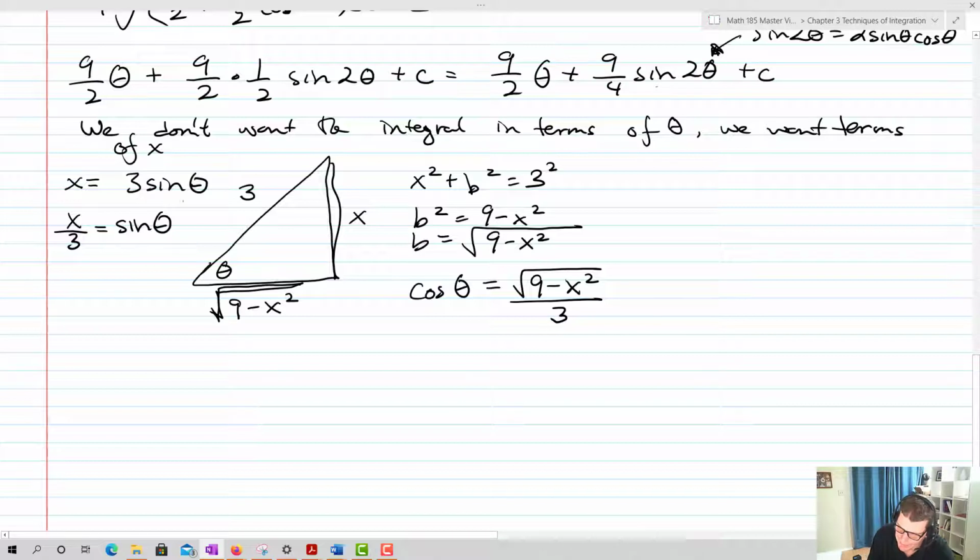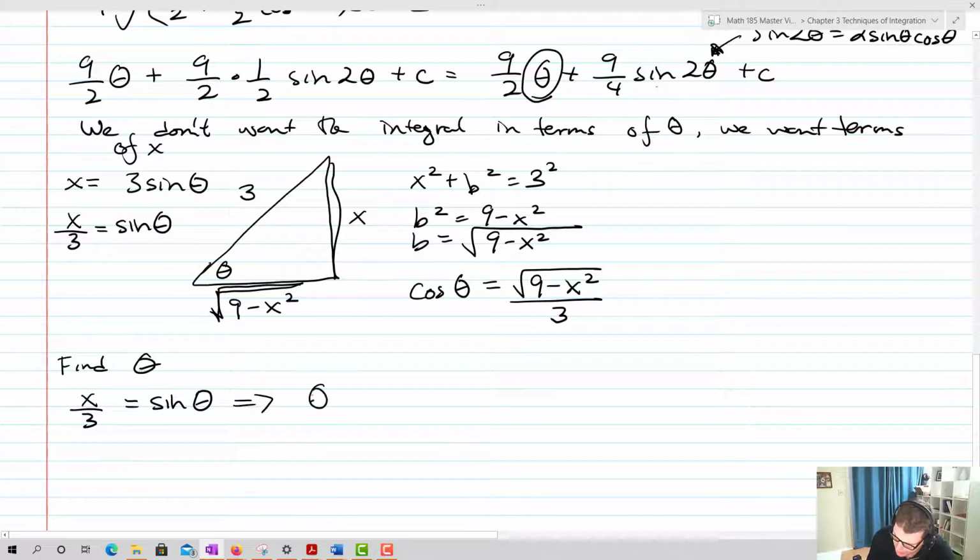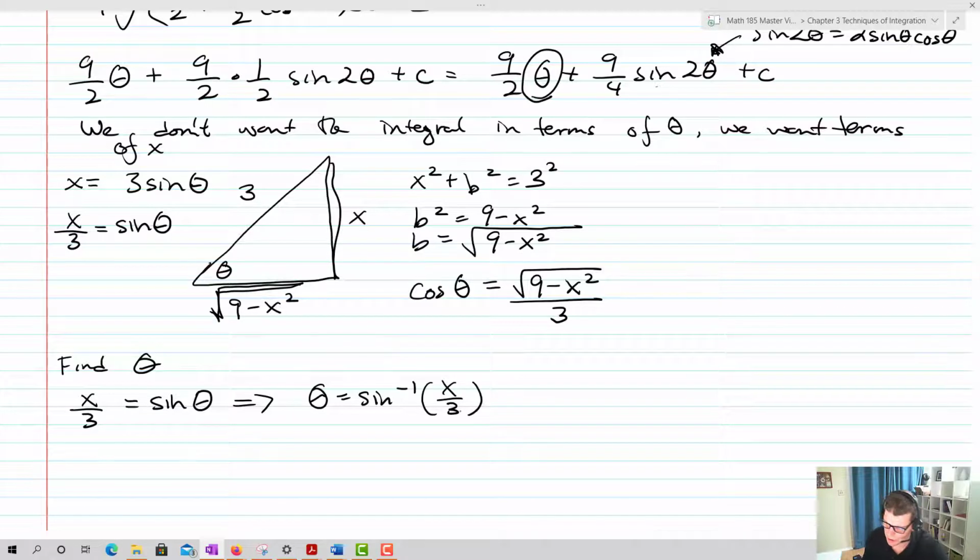The last term that I'm going to need is I'm actually going to need to find theta. So I need to find theta because I've got just a theta all by itself. It's not sine theta, it's theta all by itself. So x over 3 equals sine theta. So that means that theta equals the sine inverse of x over 3. So now I can actually do all my substitution.